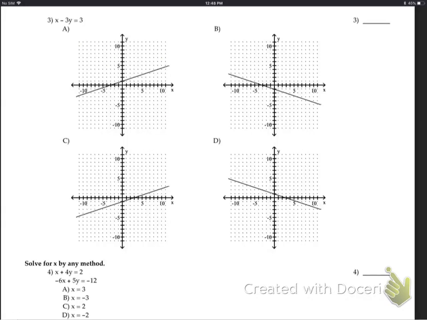Try that one. Number 3. x minus 3y equals 3. So you got to get y alone.